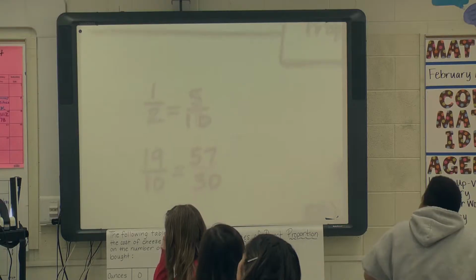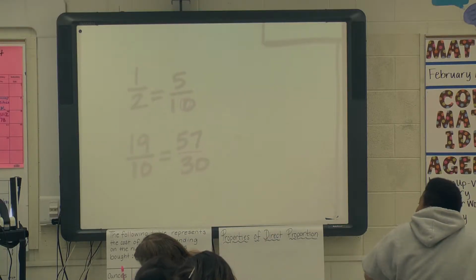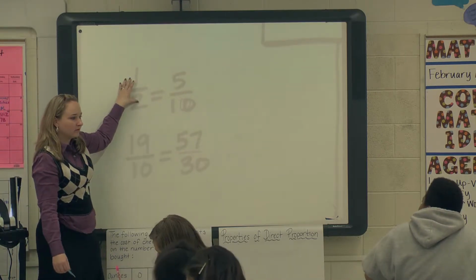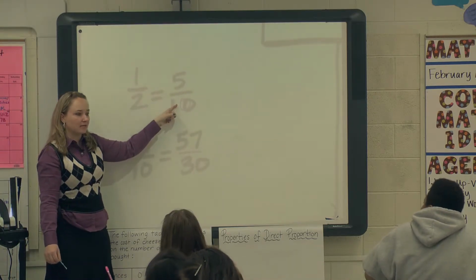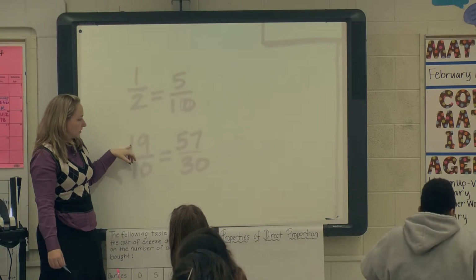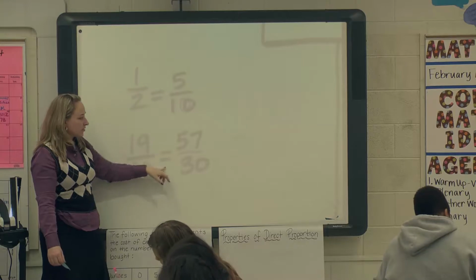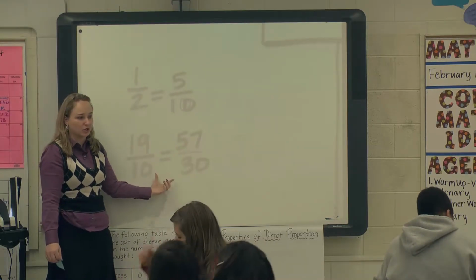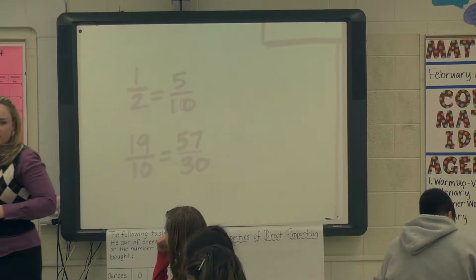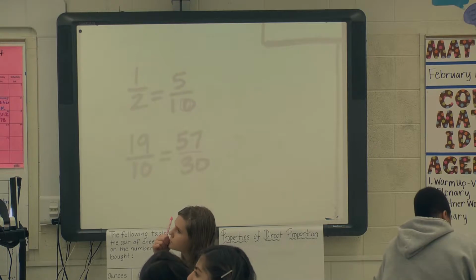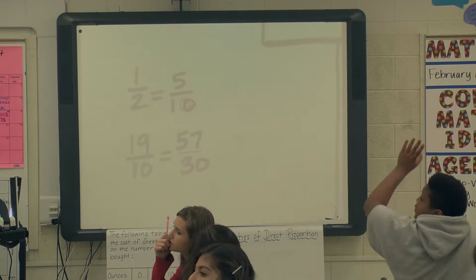So here's two examples of ratios that are in proportion. The ratio 1/2 is equivalent to 5/10. So these two ratios make a proportion. The ratio 19/10 is equivalent to 57/30. So these two ratios make a proportion. How do I know that 1/2 is equivalent to 5/10? How do I know that?